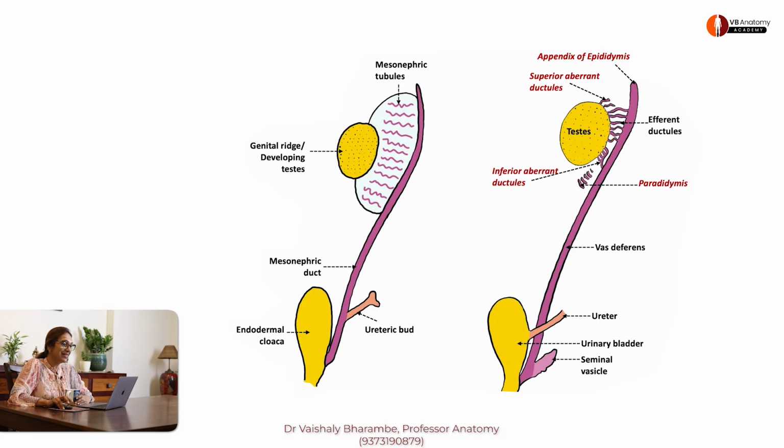Okay, they're not part of the male reproductive system. They are remnants of the mesonephric tubules. This is asked in vivas. You must always remember the remnants. Somehow they interest the examiners a lot. Okay, continuing on the same thing, the very tip of the mesonephric duct can remain behind as appendix of epididymis. Okay, I'll show you an image, you will understand.